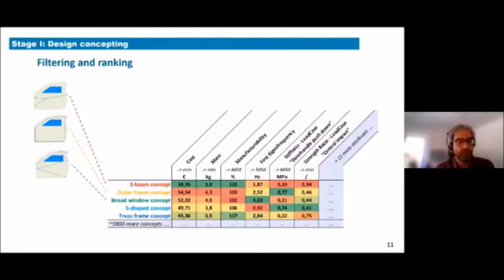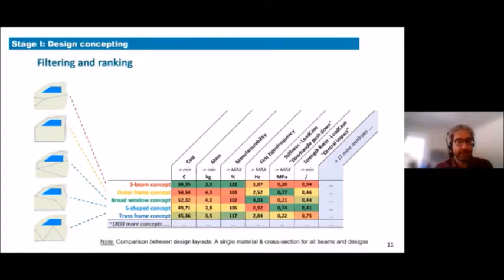A broad window concept is the third. This one has especially good properties on resonance resistance, as you can see by the large first eigenfrequency of this concept. An S-shaped concept here is also good for some structural properties. And lastly, a truss frame concept, also balancing in some other way all the different attributes. An important note to make at this stage is that we are comparing really the design layouts so far. We have just used a single material, a single cross section for all these beams of the structure. Only now we will make more detailed design, and this is what Marco will discuss next in the next stage.